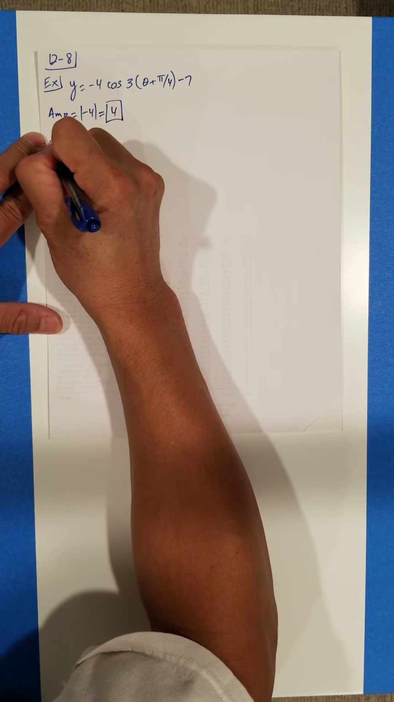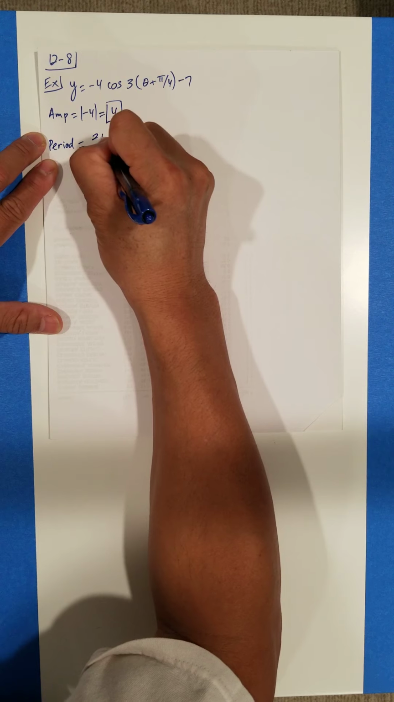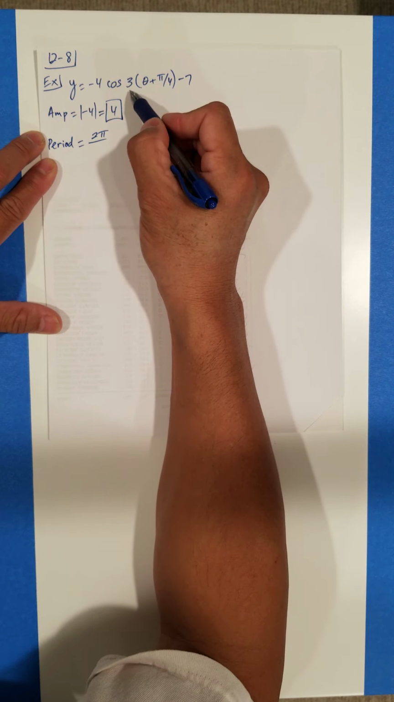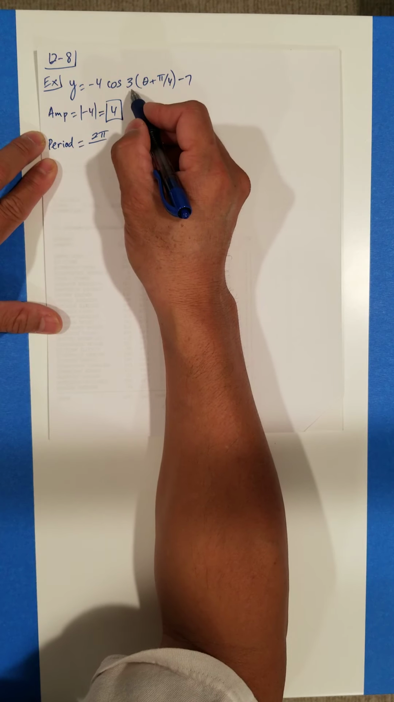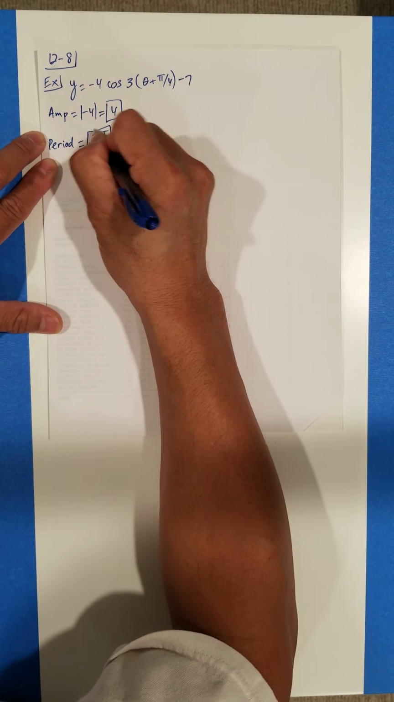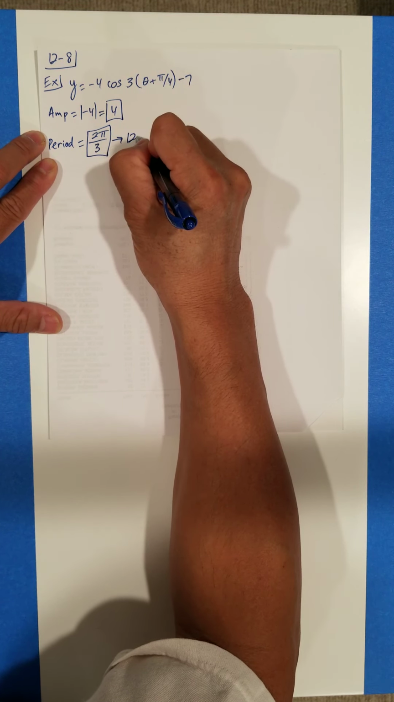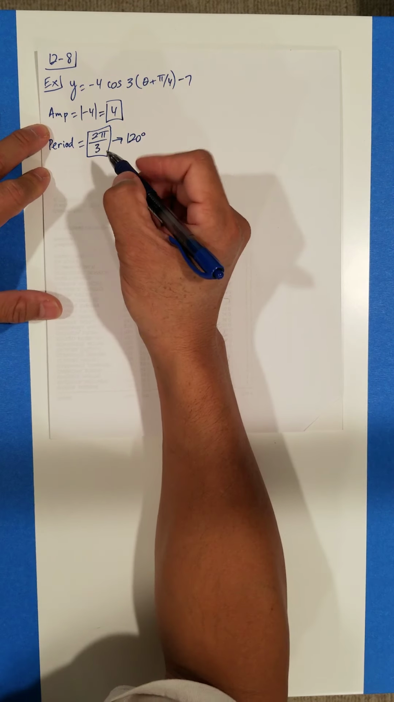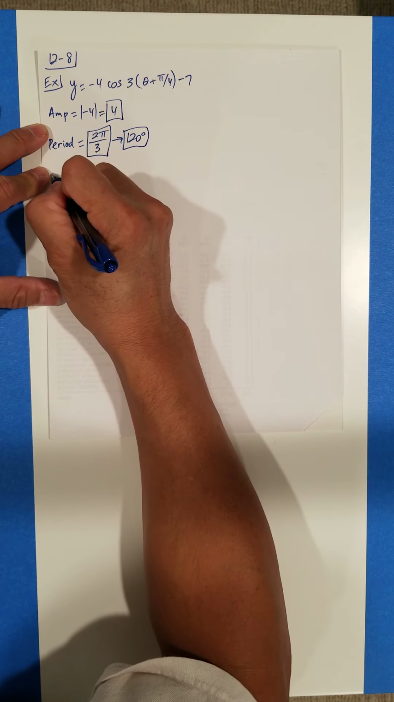Number 2, period. Period is how long does this graph take to finish? 2 pi divided by the number in front of the parentheses. Cosine 3 parentheses, right? So we want to divide by 3. So 2 pi over 3. That's my period, 2 pi over 3. If you want to convert that, that's fine. 2 pi over 3 is 120 degrees. Same thing. So 120 or 2 pi over 3.